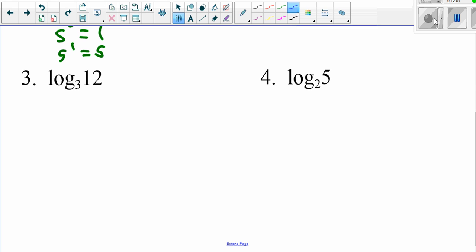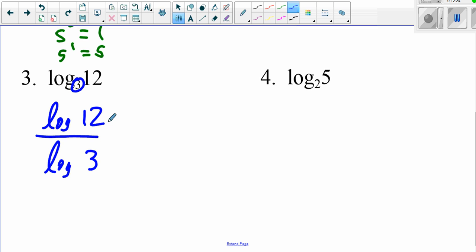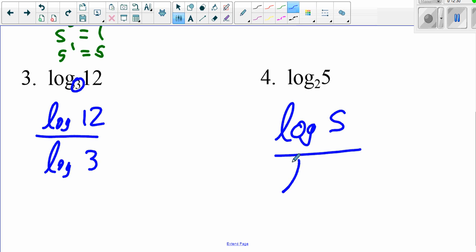So when you are doing this, if you don't have that log base button, or if you have to rewrite it, you can rewrite it. Remember, this is the base. 3 is the base, so that goes on the bottom. So the 12 goes up top, the base goes to the bottom. The 5 goes up top, the base goes to the bottom. And you can type it into your calculator just like that.